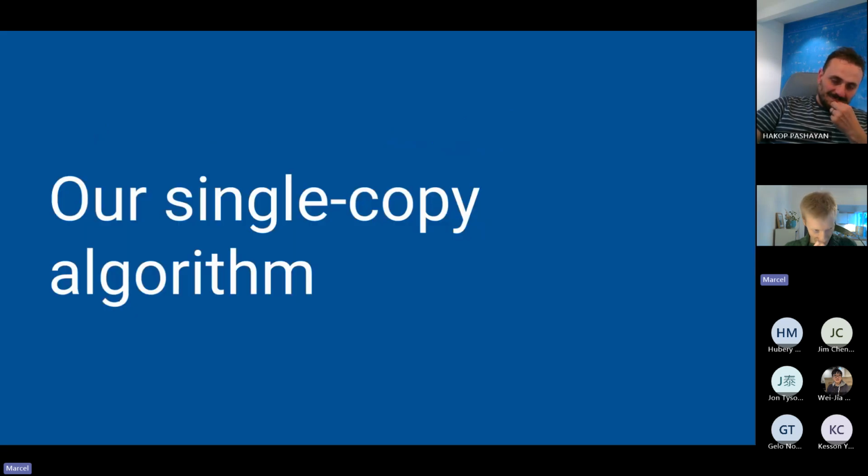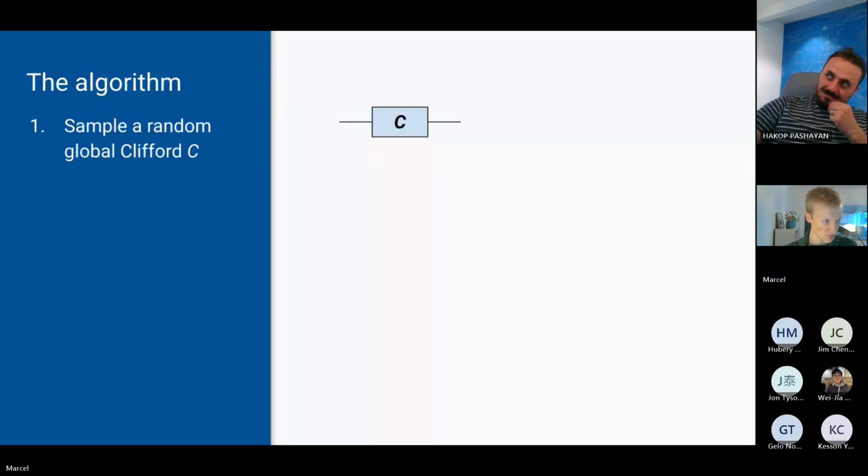As I said, the algorithm is actually fairly simple, so I thought it was a good idea to just walk you through it and have you see it one time. It proceeds as follows. The first step is that you sample a random global Clifford unitary. This can be done efficiently on a classical computer. You just need n squared bits to describe a Clifford. It's not too difficult.